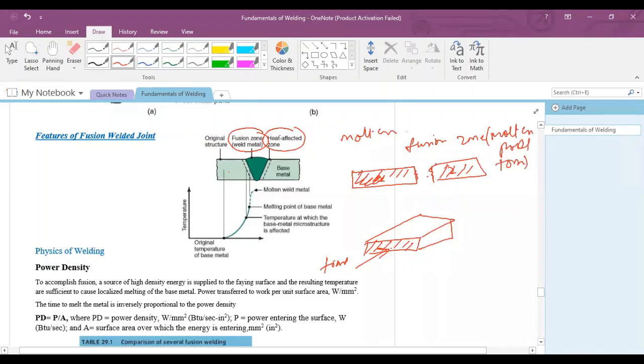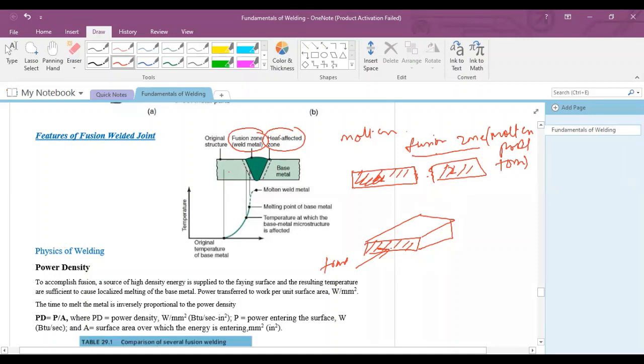Here, a molten pool will form with the help of heat, or by the application of heat, and this molten pool is also called the fusion zone. And in the fusion zone, filler material is also added to give strength to this joint.